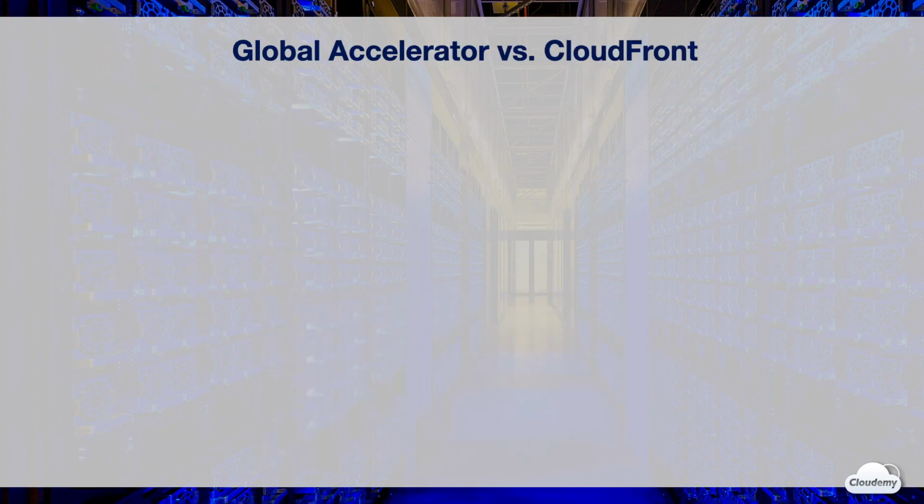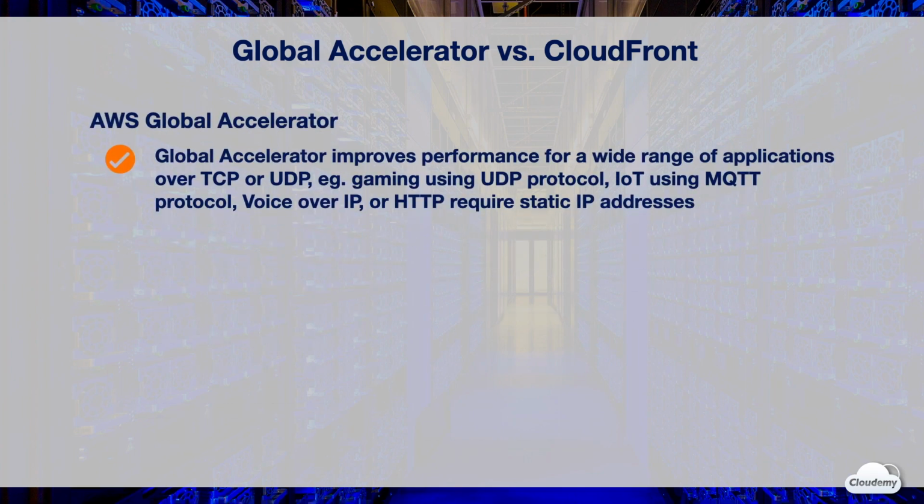AWS Global Accelerator and Amazon CloudFront are separate services that leverage the AWS global network and edge locations around the world. Global Accelerator improves performance for a wide range of applications over TCP or UDP, by proxying packets at the edge to applications running in AWS regions. Global Accelerator is a good fit for non-HTTP applications, such as gaming applications using UDP, IoT devices using MQTT protocol, voice over IP applications, as well as for HTTP applications that specifically require static IP addresses.